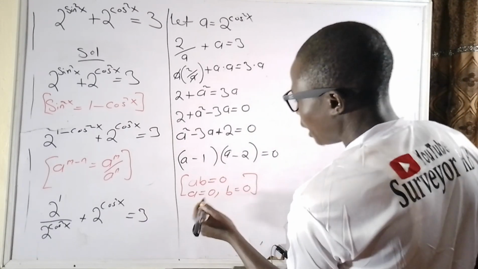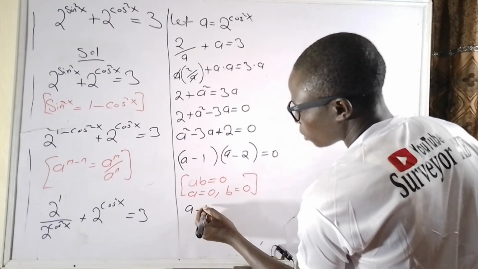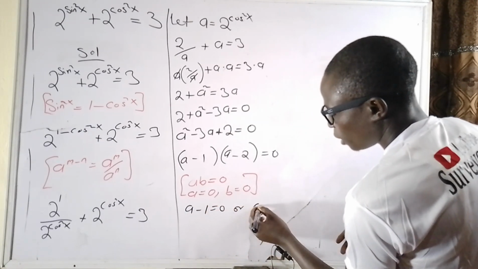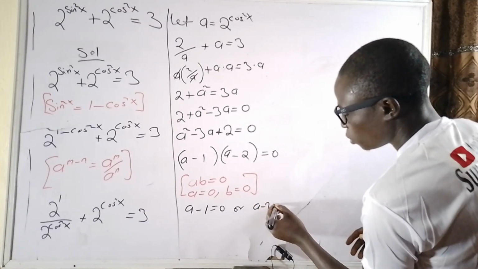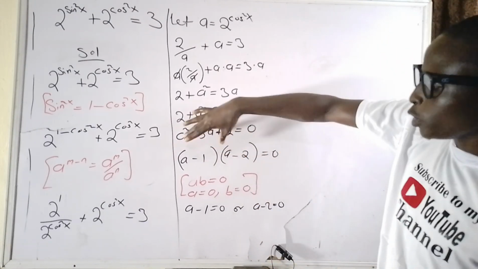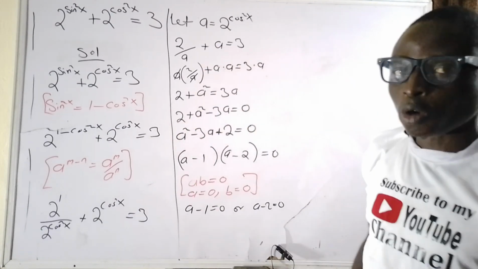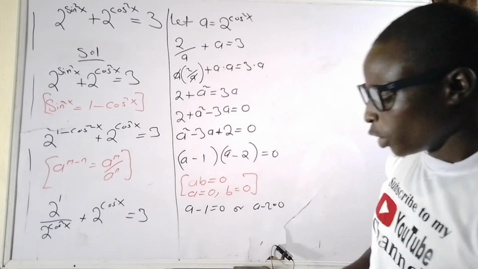That means it's either a minus 1 is equal to 0 or a minus 2 is equal to 0. It's either the first bracket is equal to 0 or the second bracket is equal to 0. Hope I'm communicating. Thank you.